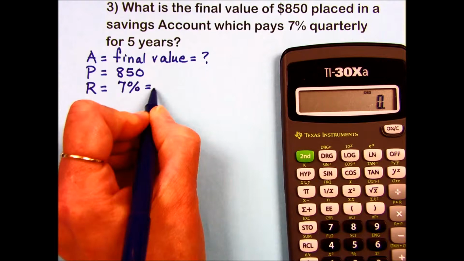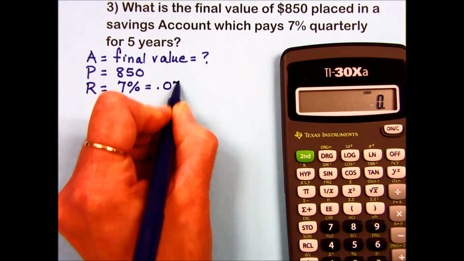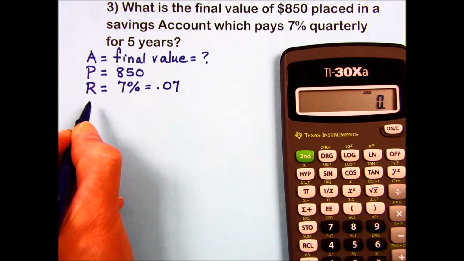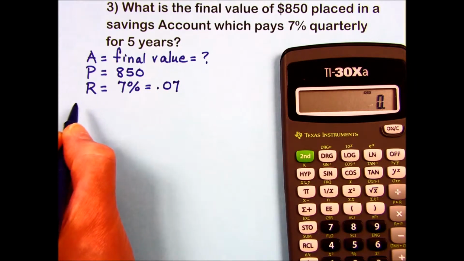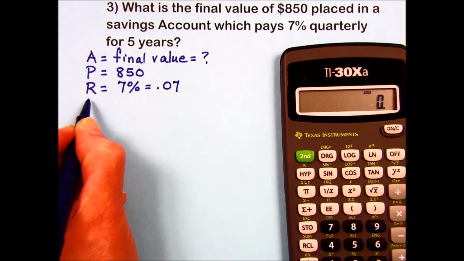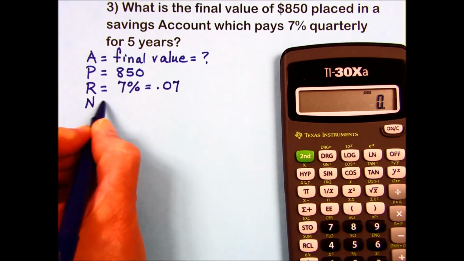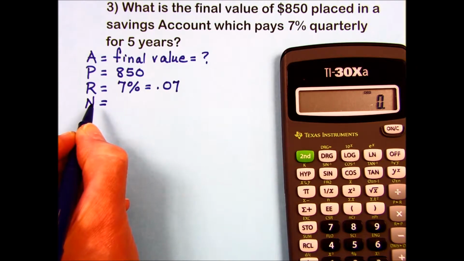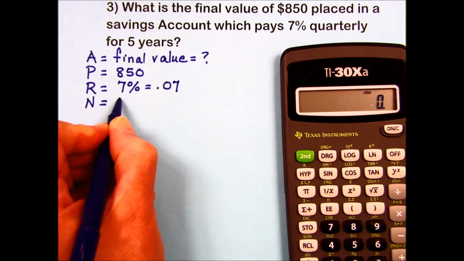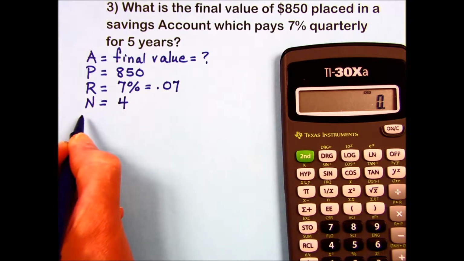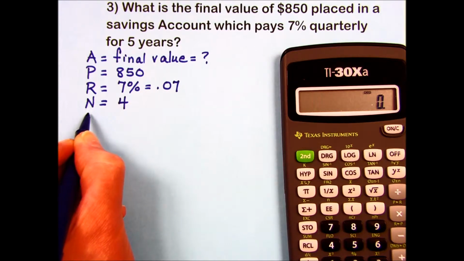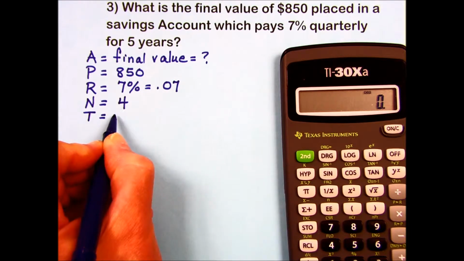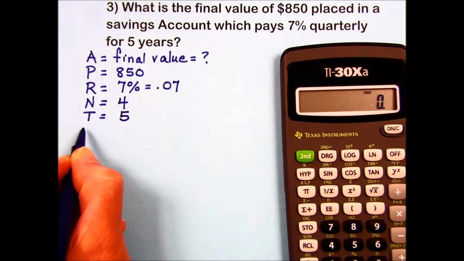And the interest rate needs to be expressed as a decimal, so an equivalence to 7%, moving the decimal place 2 to the left gives us 0.07. In this problem, it says that the money is compounded quarterly. Since there are 4 quarters in a year, N, standing for the number of compounding periods, will be 4. And the last piece of information is our time. T stands for time and will have a value of 5.